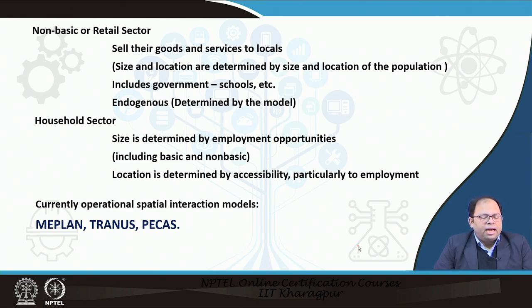So these are the currently operational land use models such as EMI-Plan, TRANUS, PICAS. These are big land use transportation modeling systems. They currently use this particular concept of allocation, and use a formulation similar to Lowry's basic model, and this follows the spatial allocation theory, and we will explain Lowry's model in detail in the next lecture.